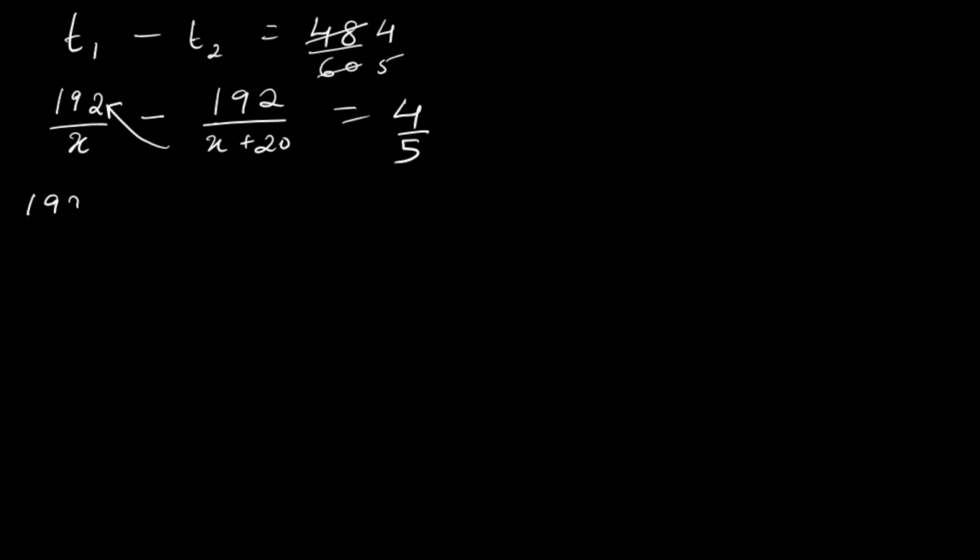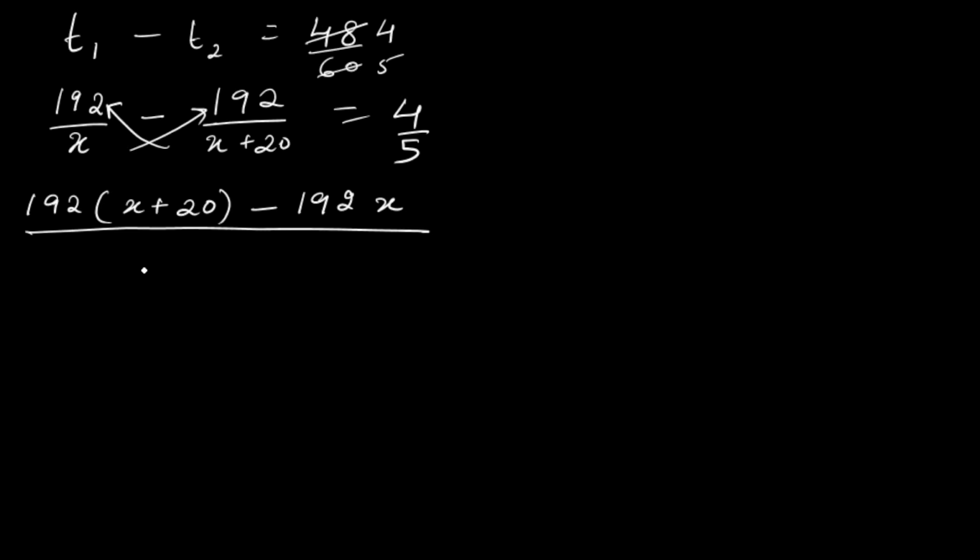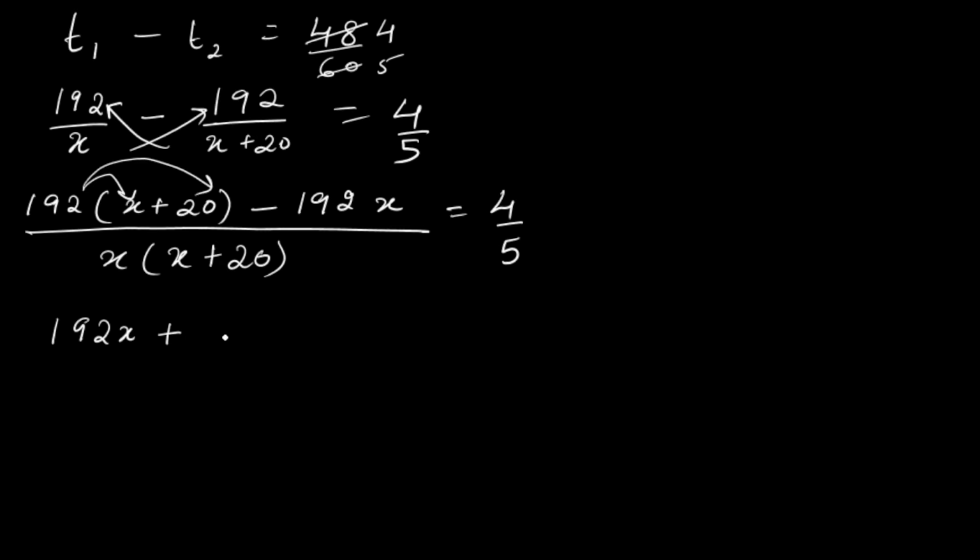So 192 into x plus 20 minus 192 into x, over x into x plus 20. This is equal to 4 by 5. So we can simplify this. 192 into x is 192x plus 192 into 20 we have to multiply.